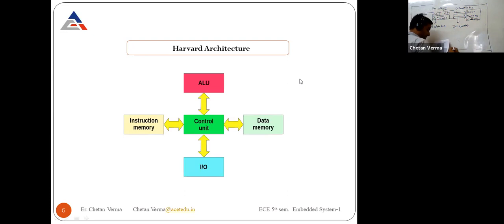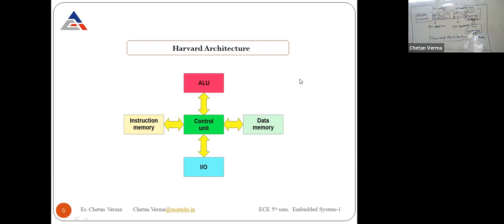Now we are using the input output controller in that. Input output controller. Okay, that should include your data. So that is a simplified block diagram of your Harvard architecture.